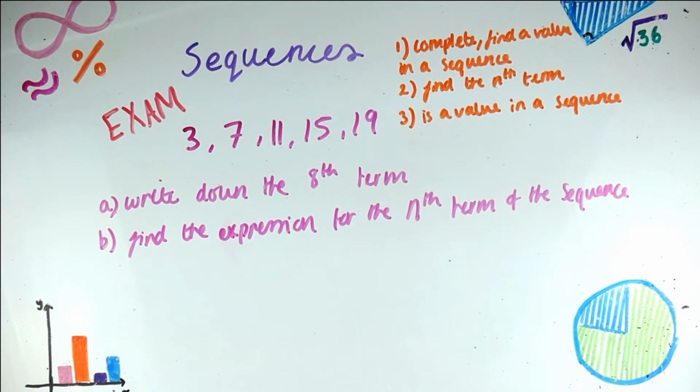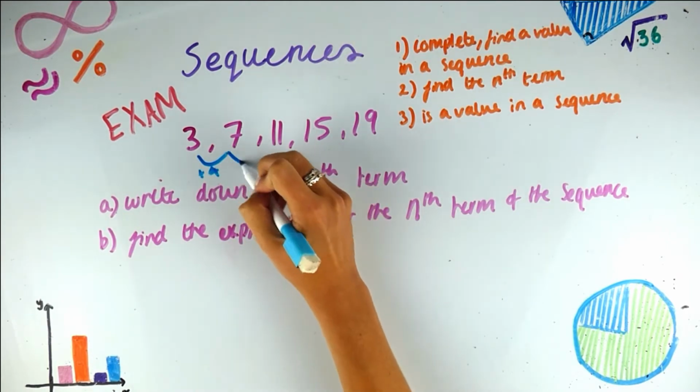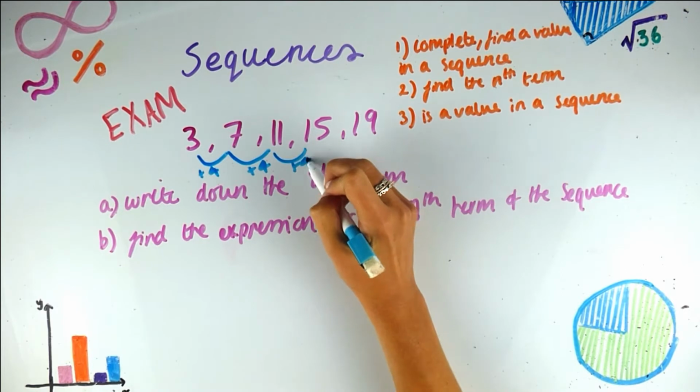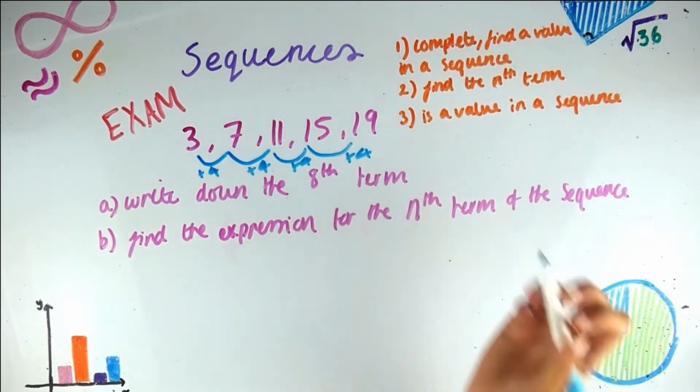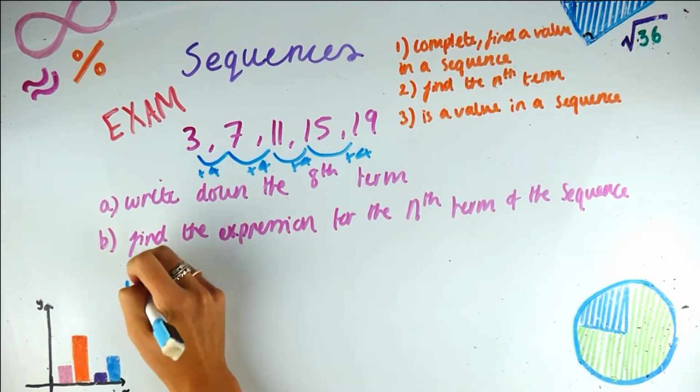So first of all, let's try and have a look at what's going on here. I can go from 3 to 7, I add 4. From 7 to 11, I add 4. So basically I keep on adding 4, right? So we can see we're adding 4 each time. So I'm going to do part B before I do part A.